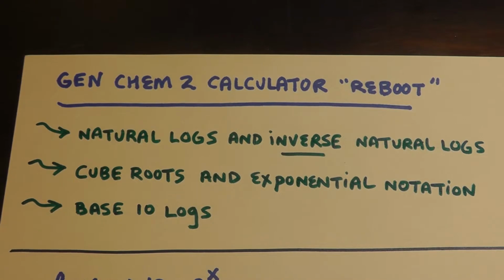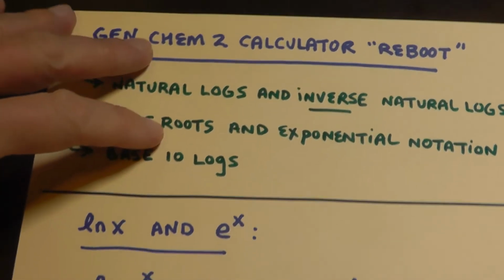So I'm going to talk about 3 places in the course where it's necessary to have very intimate knowledge of your calculator. The first is natural logs, or inverse natural logs. You talk about that with vapor pressure. Next would be cube roots and cubing things. You talk about that in unit cells. And then base 10 logs are where we talk about pH and pKa and pOH and a p anything. So let's go first with natural logs.